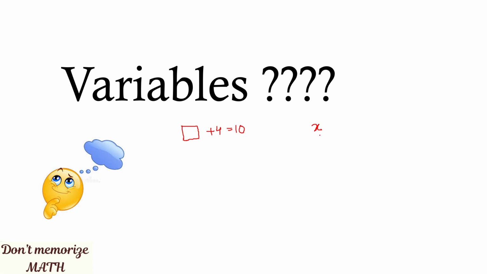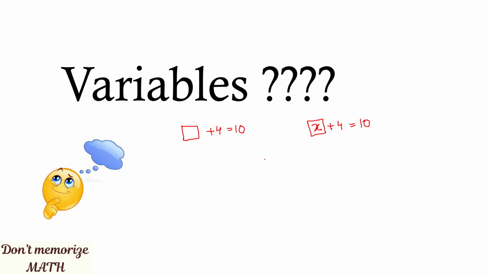So here I am using x. Then I bought four more books today, so the total number of books will be 10. This is a mathematical statement or mathematical equation, an algebraic equation representing the statement I told you just now. Here we are using variables. These letters are called variables.